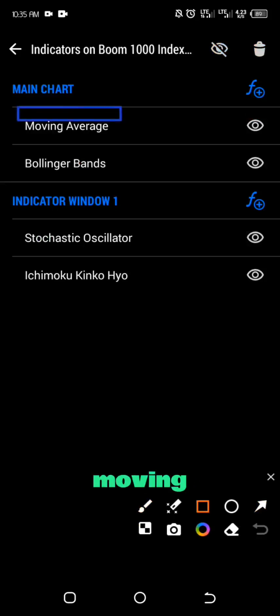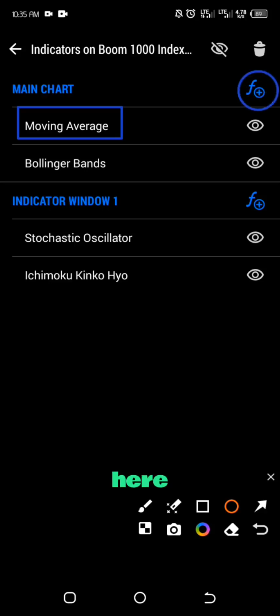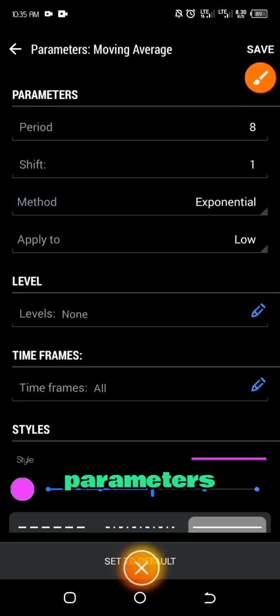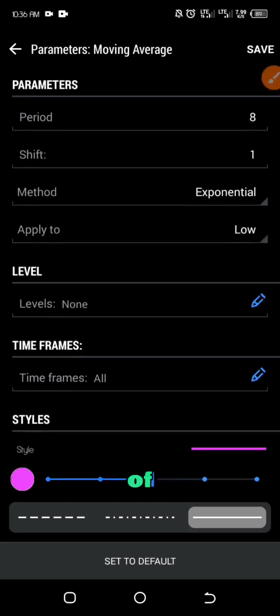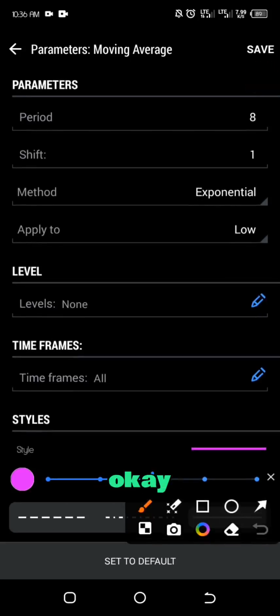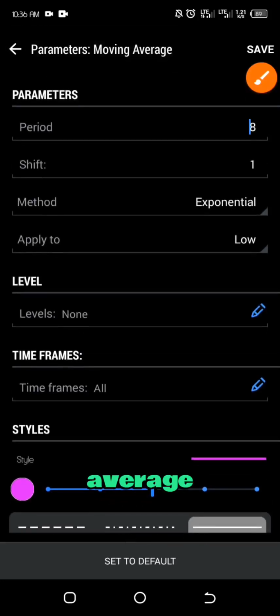Okay, so to add this moving average, what we have to do is click on this F icon right here. We search for moving average and these are the parameters. Now the period is 8, shift is 1, method is exponential, apply to low, and for the style use any color of your choice and click on save. Okay, so that is the settings for the moving average.